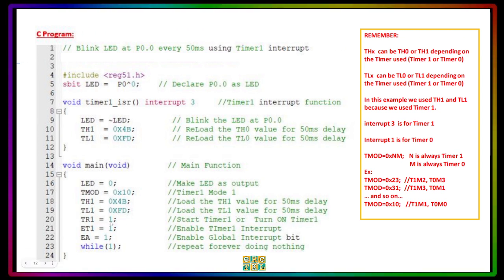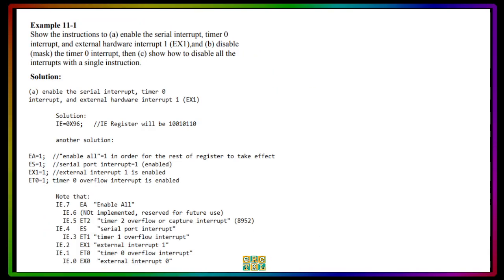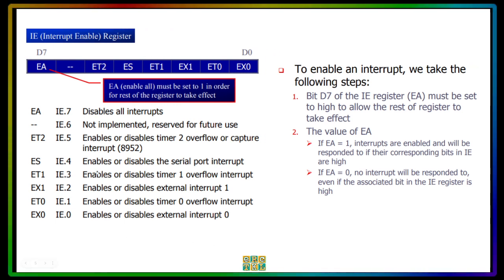And this is equal to 1 because we want to start timer 1, or turn on timer 1. ET1 equals 1 so that we can enable the timer 1 interrupt. Where is ET1? Let's go back to our IE register. So this is ET1, and ET1 means timer 1 interrupt.